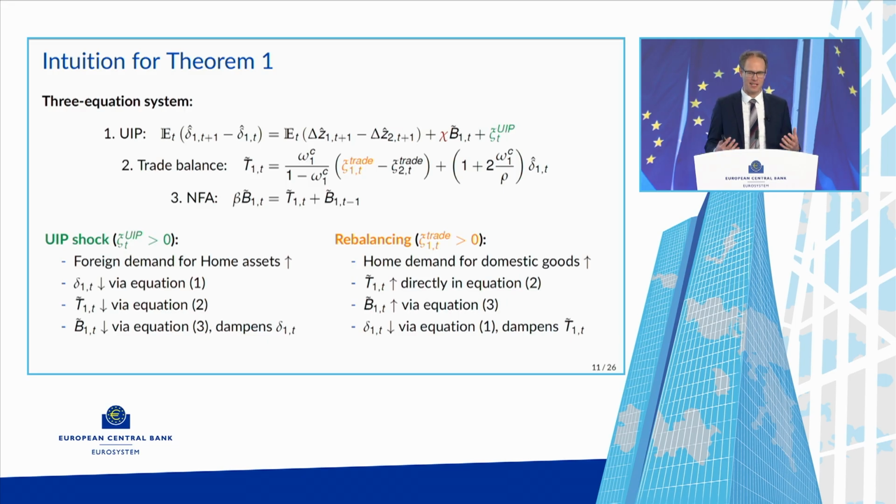Because now the B has gone down, the chi is some small positive number, so you have a little bit of a dampening effect that the UIP shock must have had to start with on the terms of trade. So that's illustrating the second part of the theorem we had.